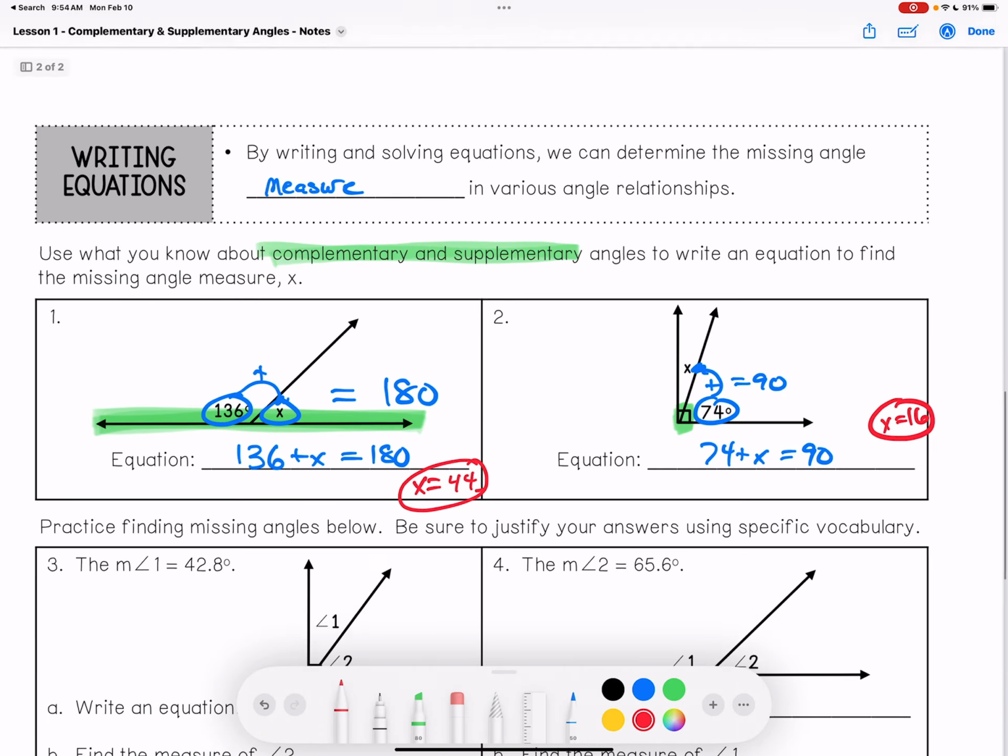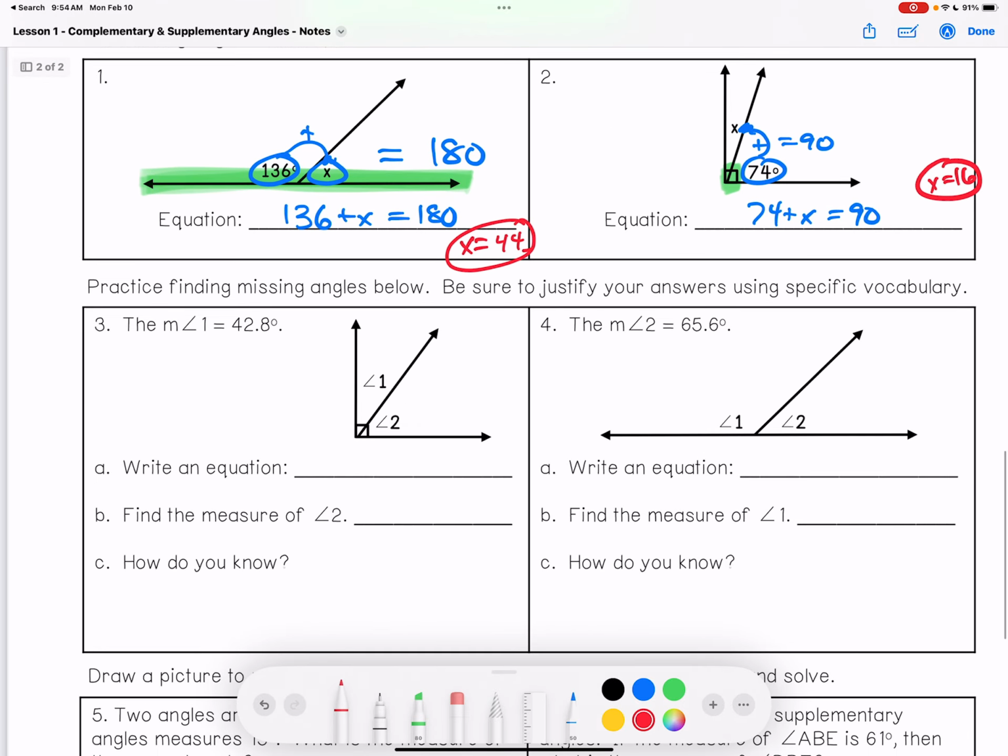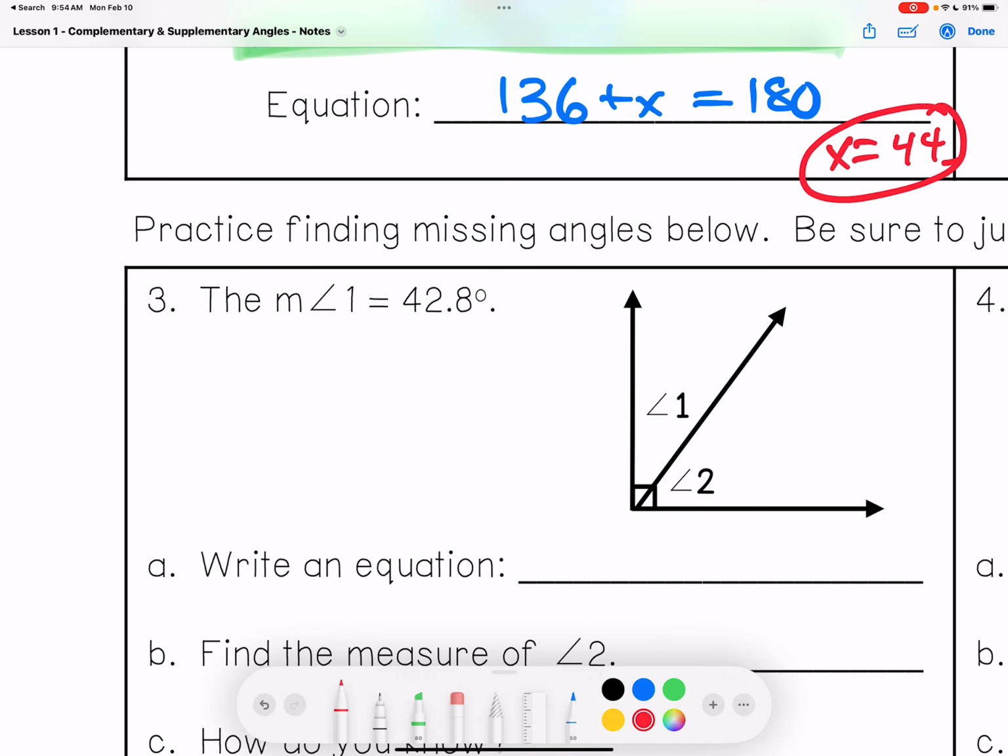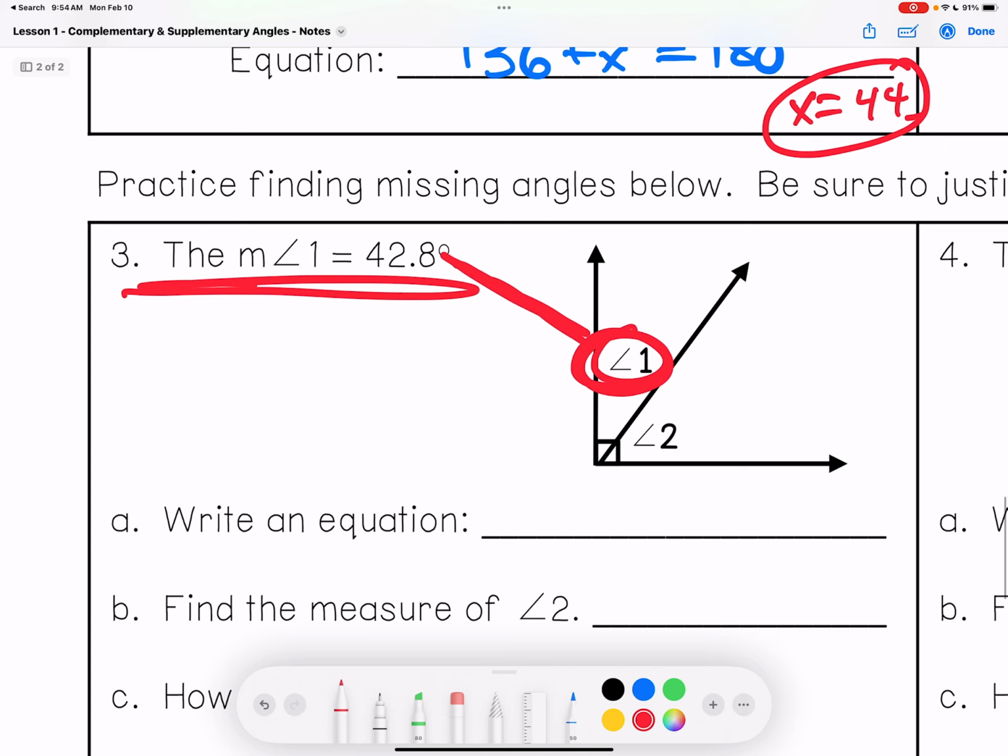All right, so now we're going to find the missing angle. This is how it's going to look. They're going to give you M1. So they give you that part. They tell you what it is. You just got to put it there. So we're going to write an equation.